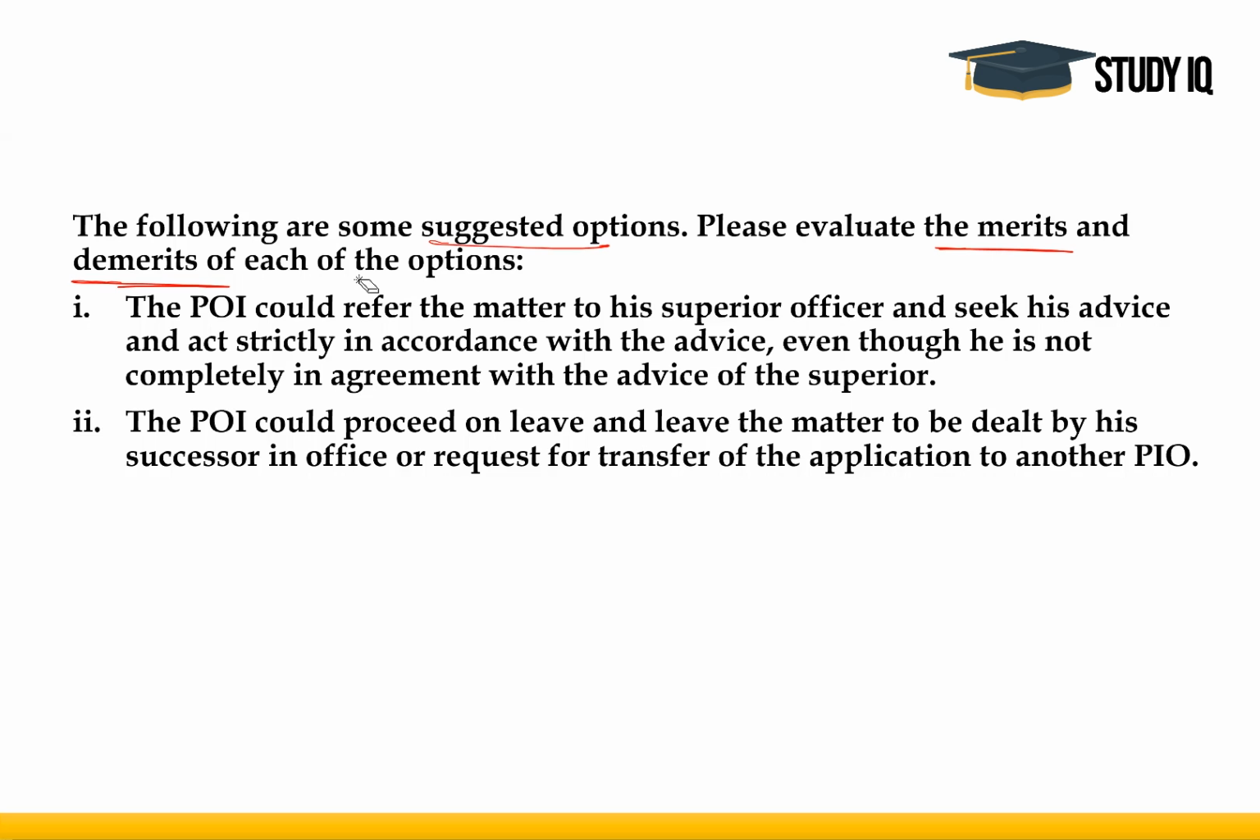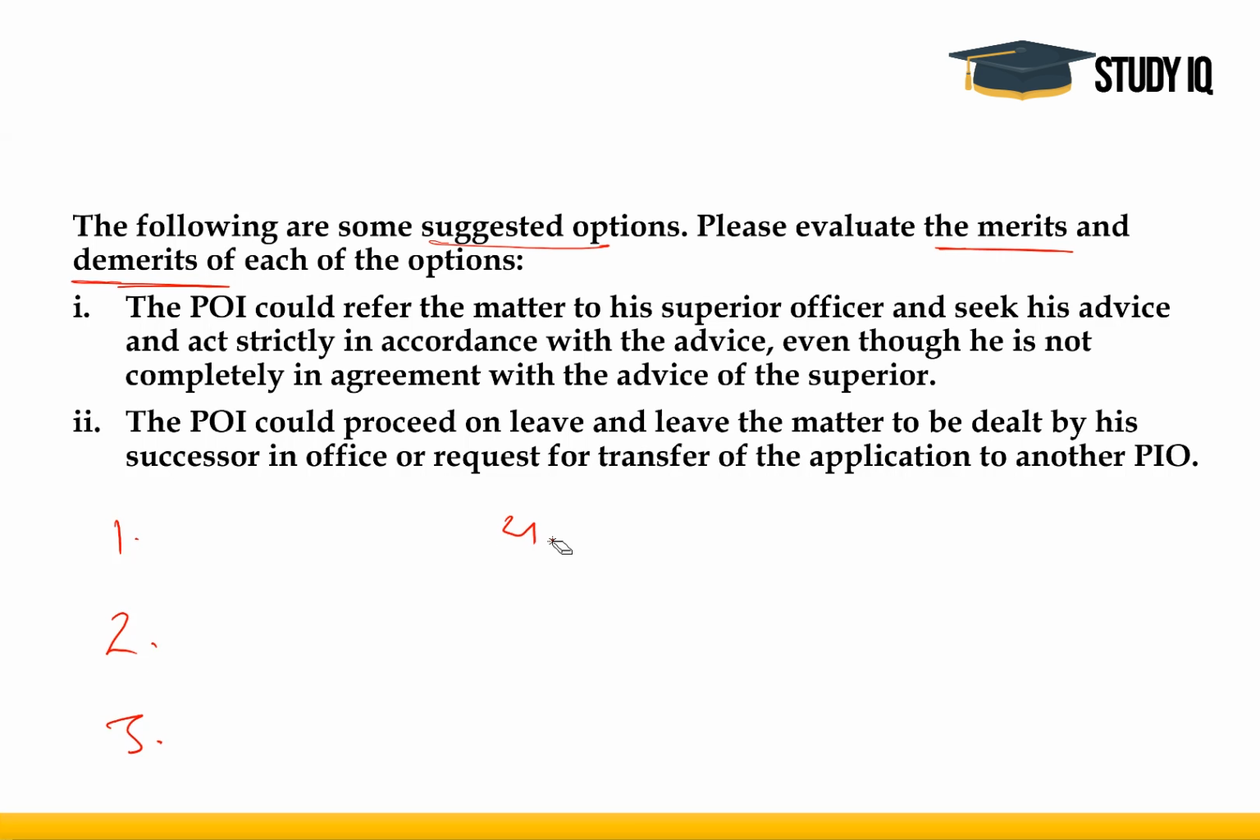All right. So the first option, let us look at that. One thing which you have to do whenever you are asked about merits and demerits: for example, there are 4 options which are given to you, and you have to write about merits and demerits.